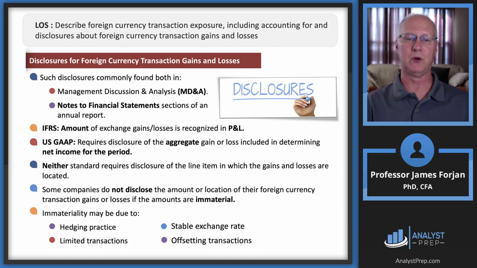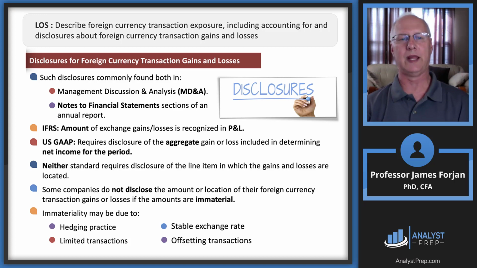Immateriality may be due to a couple of things. Hedging. If you go read the notes to Coca-Cola, which I just recently did for one of my MBA classes, there's a giant paragraph in there about their use of forward contracts and option contracts. So if we're hedging lots of this exposure, then those foreign exchange gains and losses are probably going to be minimal. Of course, if there's limited transactions, if there is a stable exchange rate, if the exchange rate goes like this, well, then there's probably not going to be any gains or losses.